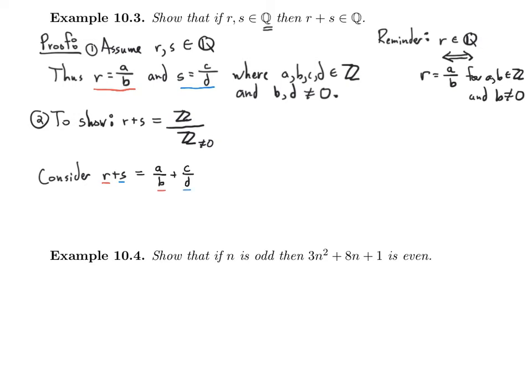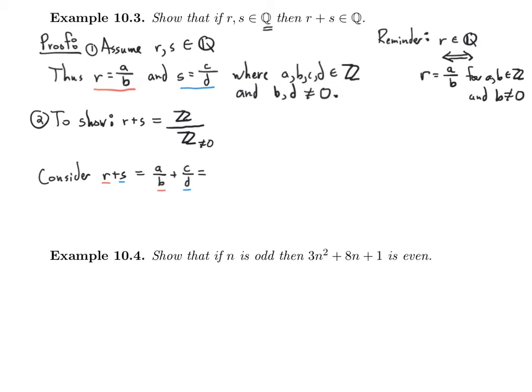That's using our assumption. Now we want to show that this is an integer over another non-zero integer. So we need to add these fractions to get it as one fraction. So let's get a common denominator. We'll multiply the first fraction, top and bottom, by d. And d is non-zero, so we can do that no problem. And same with the second fraction, we'll multiply by b, which is non-zero, so there's no problems there.